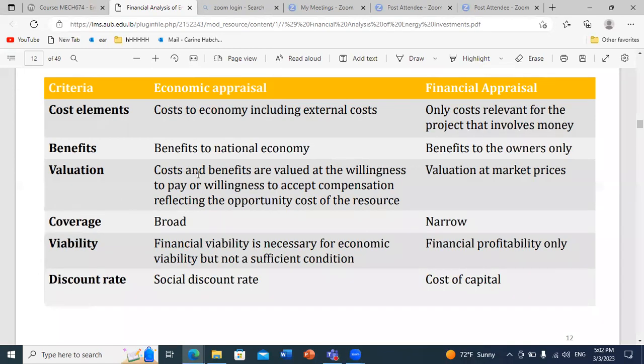For valuation, costs and benefits are valued as the willingness to pay or willingness to accept compensation, reflecting the opportunity cost of the resource. As we mentioned, we can save some money or we can save payment of bills. So we'll take this into consideration in economic appraisal, while in financial appraisal, we'll do the valuation at market prices. Concerning the coverage, economic appraisal will have a broad coverage because it will take into consideration the whole society, while the financial appraisal is narrow because it just considers the benefits of the owners only. Concerning the viability, financial viability is necessary for economic viability, but not a sufficient condition, while in financial appraisal, financial profitability is the only criterion.